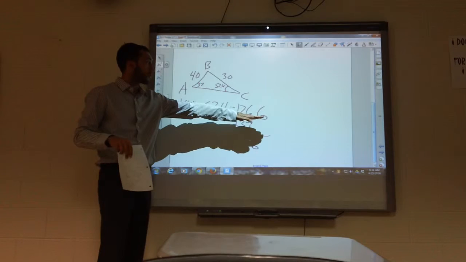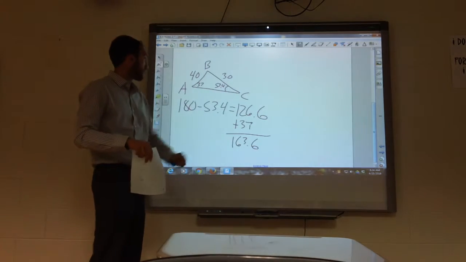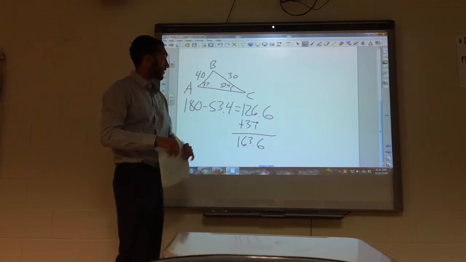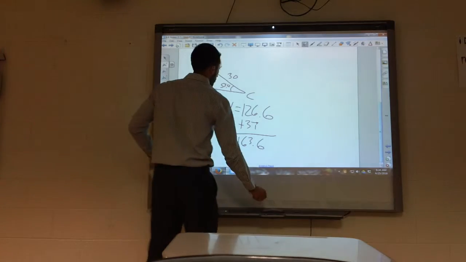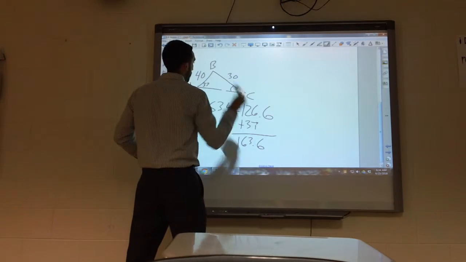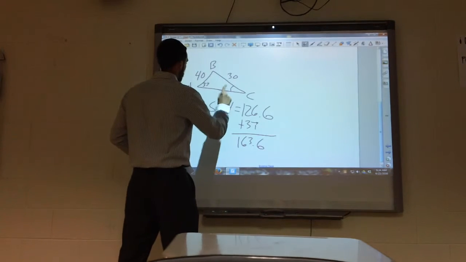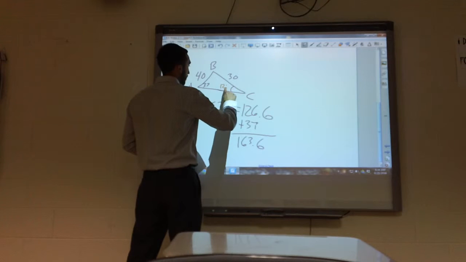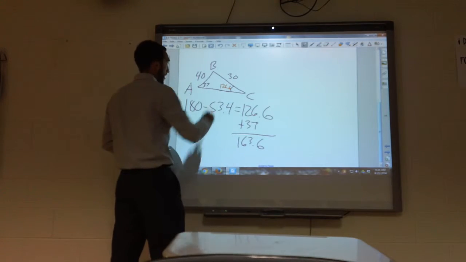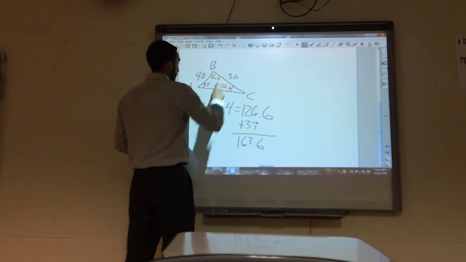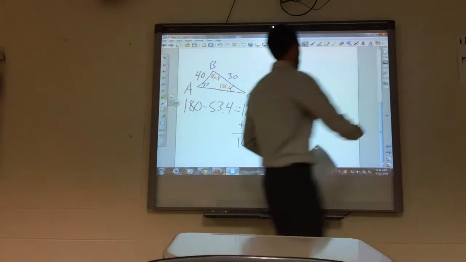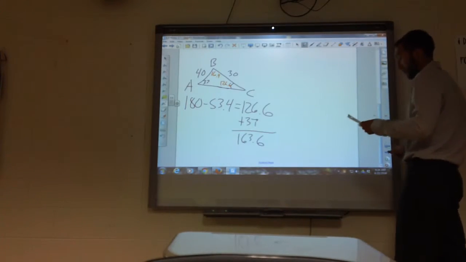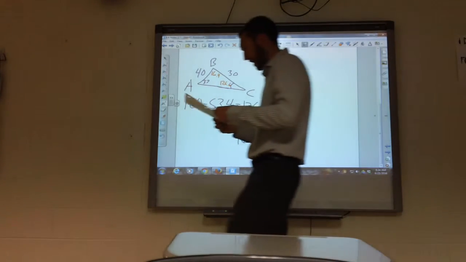So that means 126.6 works for angle C, and then that would leave us angle B of 16.4. So that gives us 126.6 and 16.4. So two different triangles satisfying the same conditions. And yes, you're going to have to check every time.